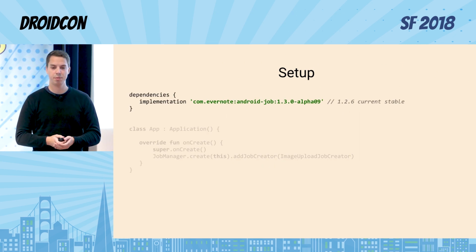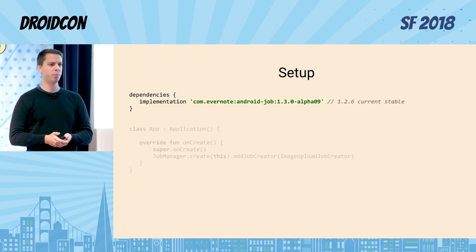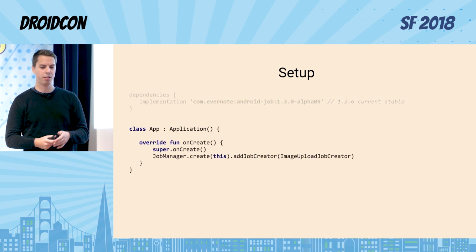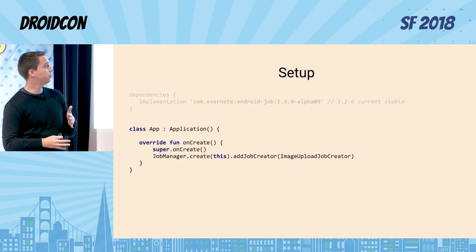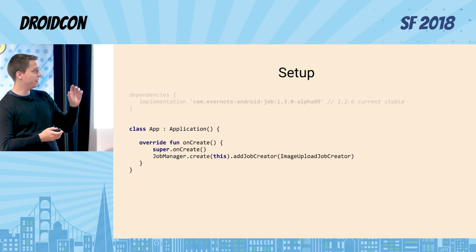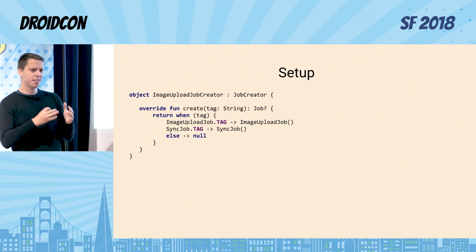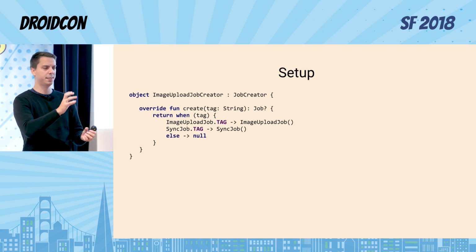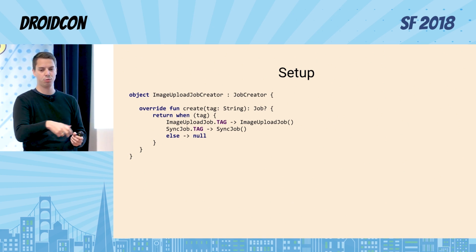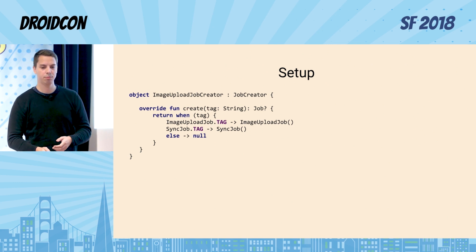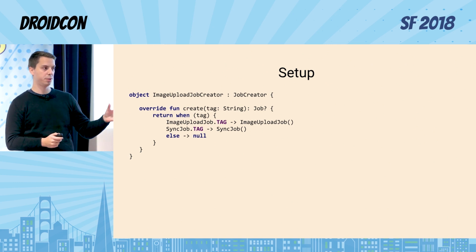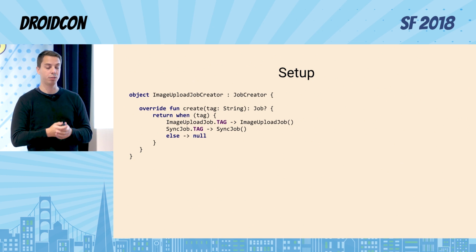So the setup is straightforward. You just add a dependency. Then you have to do a little bit of wiring where you create the job manager and you add this job creator interface, what we see here in a second. This is really just an interface that maps a specific tag to your job instance. So later when you schedule a job, you specify the tag, and here you create the concrete job instance.